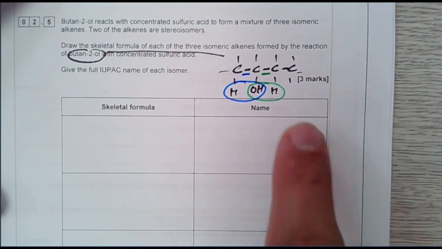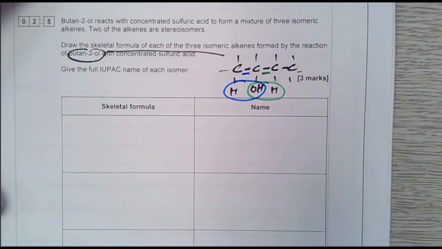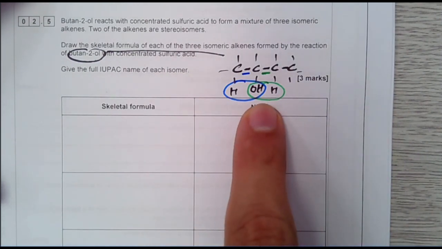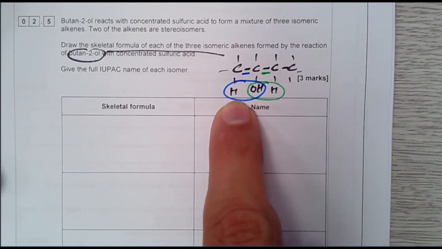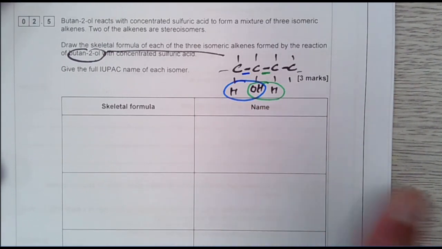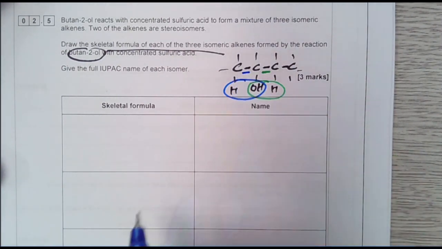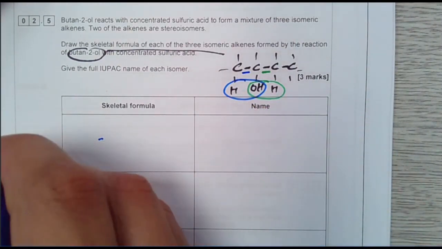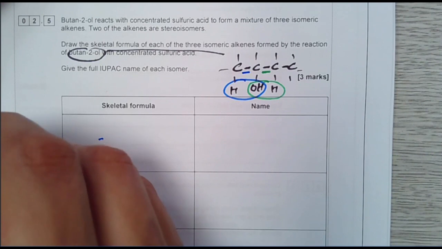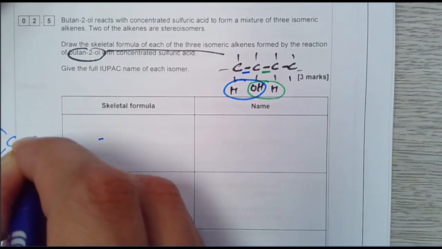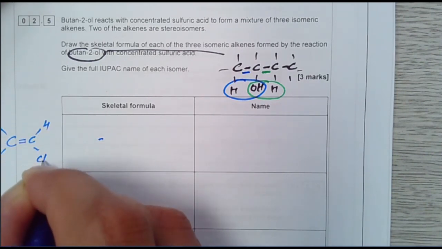Now if you look at the green one, I can have E and Z. But for the blue one, I can't have E and Z. So let's start with the blue one first. And if I draw the blue one here, it will be CH2 double bond CH and CH3.